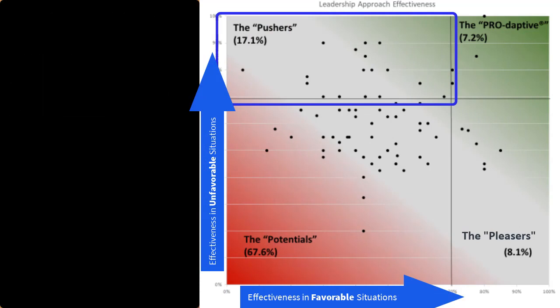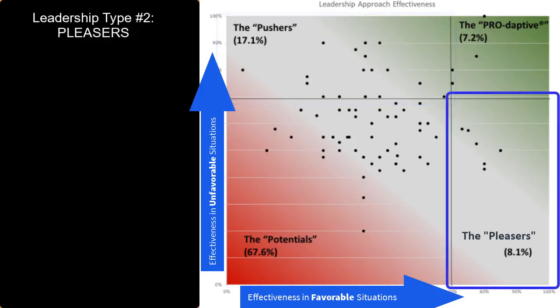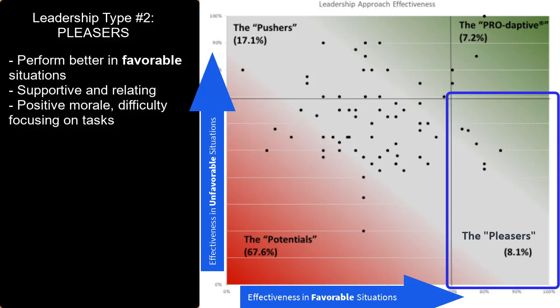Now, in contrast to the pushers, the pleasers tend to perform best in favorable scenarios where they lead in a manner that's primarily supportive and relating. They tend to focus primarily on relationships, engagement, and morale, but struggle at ensuring tasks are accomplished, especially during unfavorable situations. They tend to wait too long. The pleasers were about 8% of the leaders in our study.